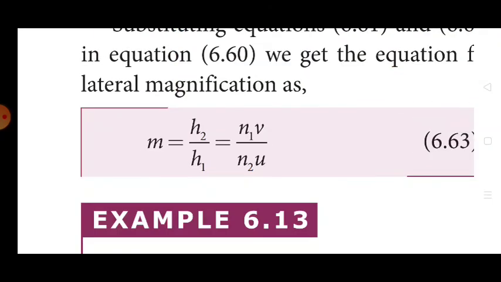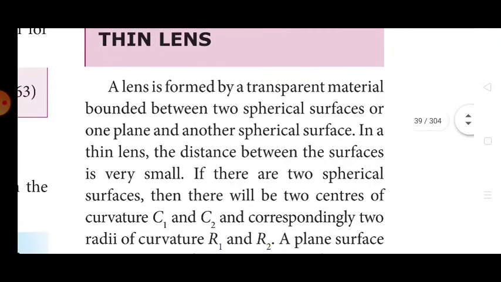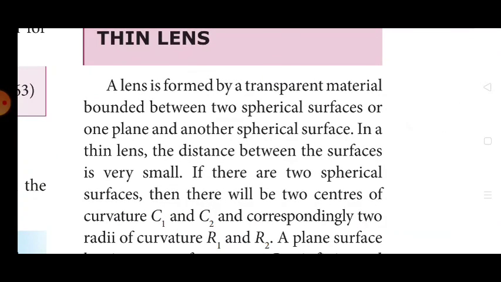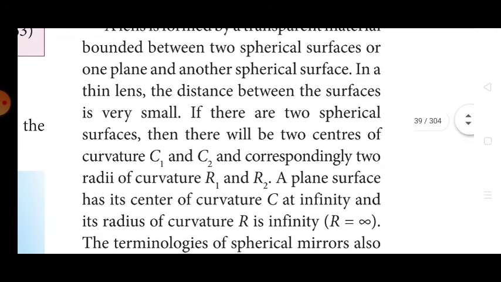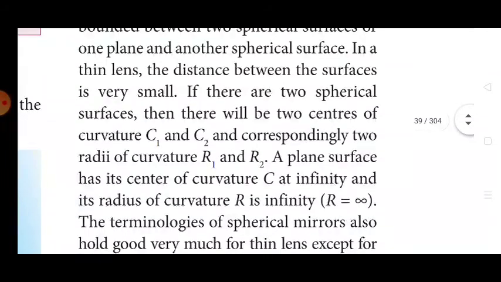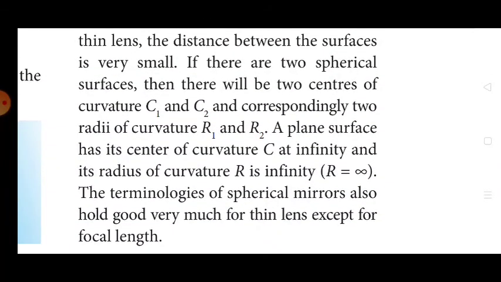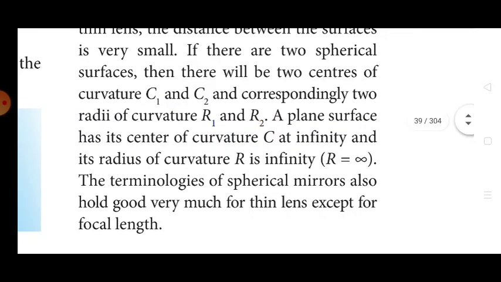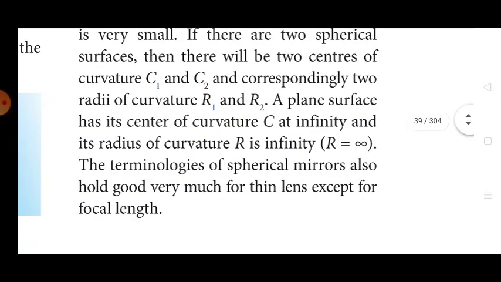Thin lens. A lens is formed by a transparent material bounded between two spherical surfaces, or one plane and another spherical surface. In a thin lens, the distance between the surfaces is very small. If there are two spherical surfaces, then there will be two centers of curvature C1 and C2 and correspondingly two radii of curvature R1 and R2. A plane surface has its center of curvature C at infinity and its radius of curvature R is infinity. The terminologies of spherical mirrors also hold good for very thin lenses except for focal length.